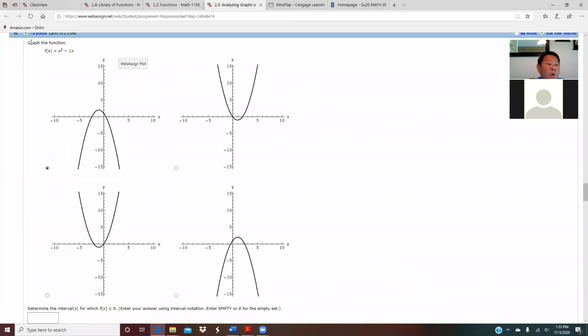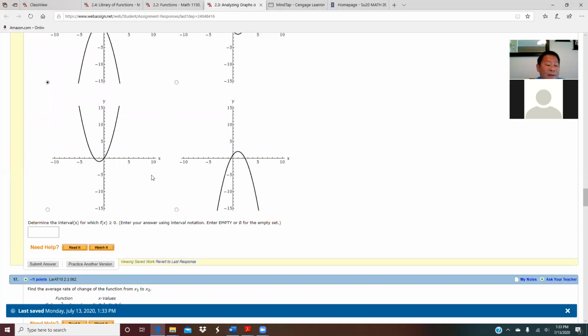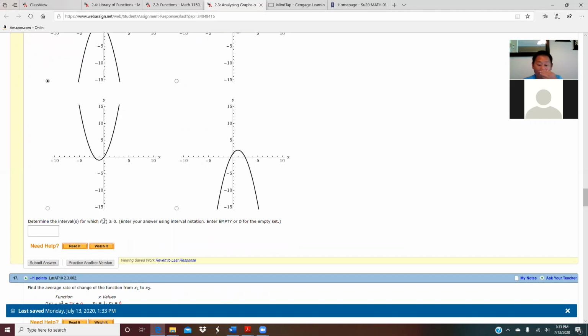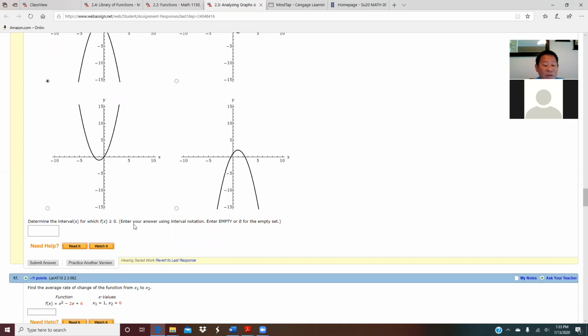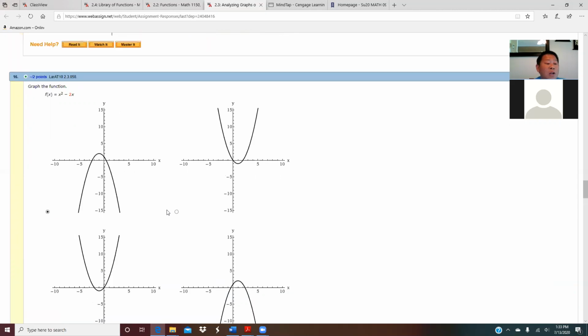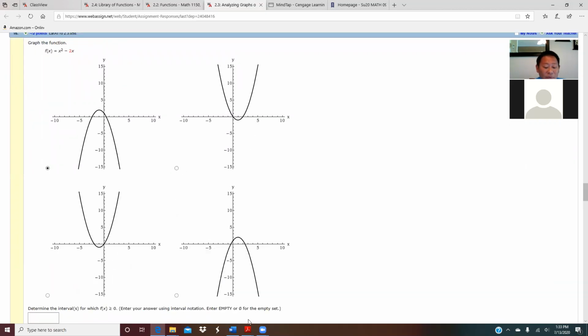So this question wants us to graph. Which one is the correct graph out of these? And then find the interval for f of x greater than or equal to 0. If it's empty, enter empty for the empty set in interval notation. So how do you know which graph is this? First you have to find your x-intercept. How do you figure out your x-intercept? You set this whole equation equal to 0.